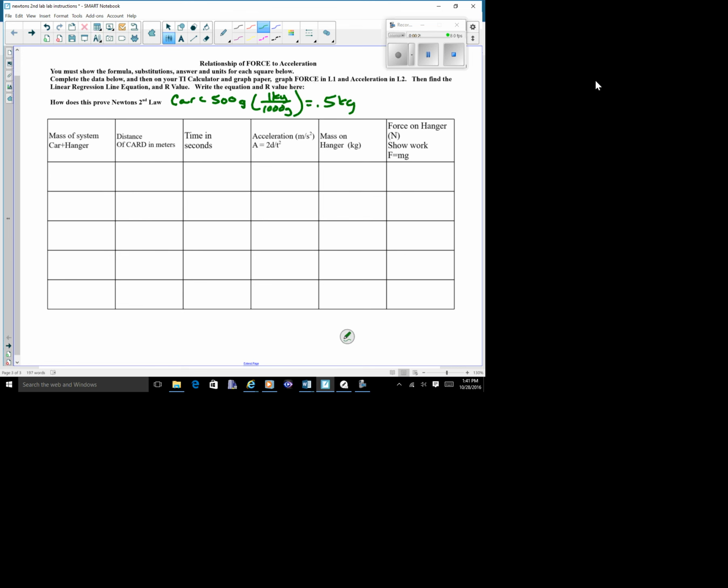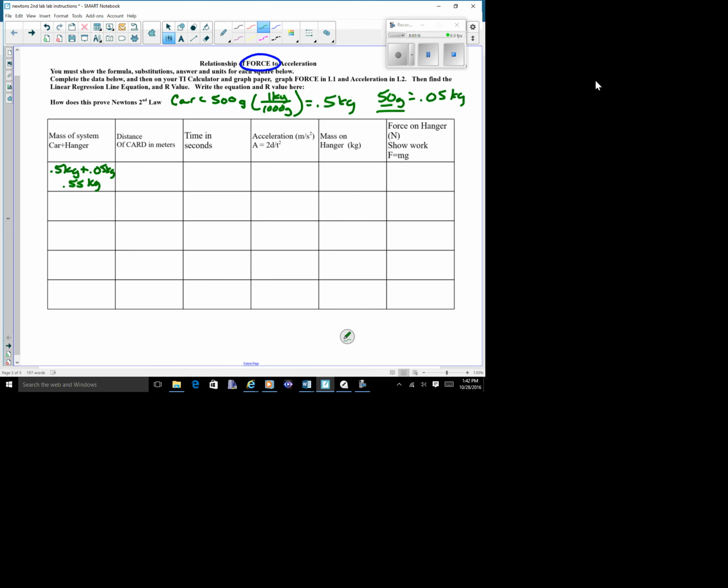kilograms. And so if you are doing the side where you're changing the force on the hanger, you only had one car. So this first column here would be 0.5 kilograms for the one car, plus the 0.05 kilograms for the weight. And so that originally would be 0.55 kilograms. And then each time you added 50 grams to the weight hanger, so in the second column we had 100 grams total, so that'd be 0.6 and then 0.65 and so forth on down.